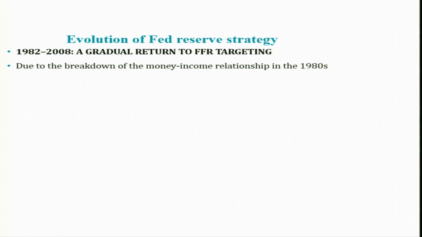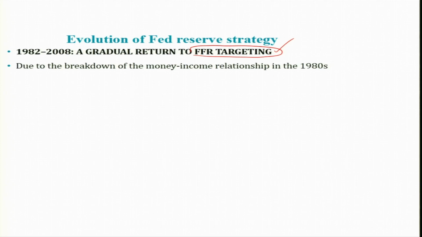Then in the further evolution, between 1982 and 2008, there was a gradual return to Fed funds rate targeting. During this period the Fed was also following a kind of implicit anchoring, not using an explicit nominal anchor, for example not highlighting the FFR as the nominal anchor. Whenever new information comes in, depending on the situation in the economy, they followed some implicit nominal anchor in order to achieve the final outcome. However, overall they continued with FFR targeting, that is interest rate targeting, by abandoning monetary aggregate targeting.